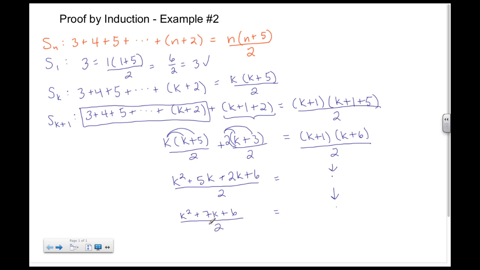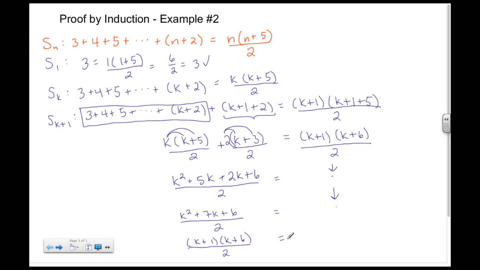And what I want to do now here is factor. My factors of 6 that add up to 7 have to be 6 and 1, and they're both going to be positive. So here I end up with k plus 1 times k plus 6, because 1 times 6 is 6, and then 1 plus 6 is 7, and all that's divided by 2.